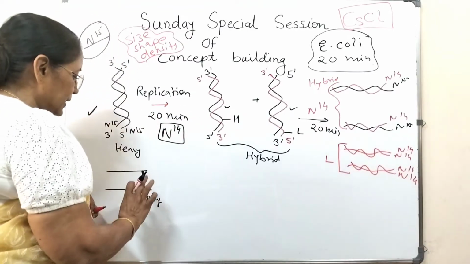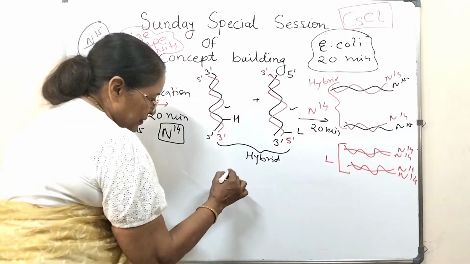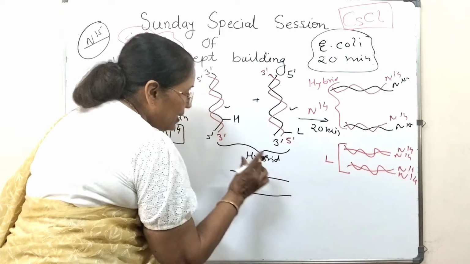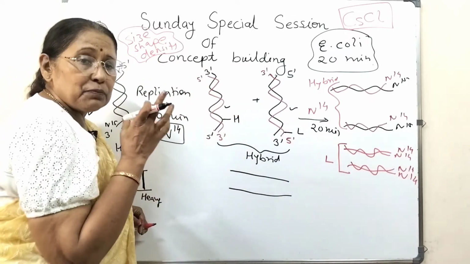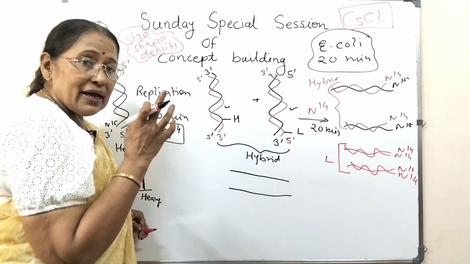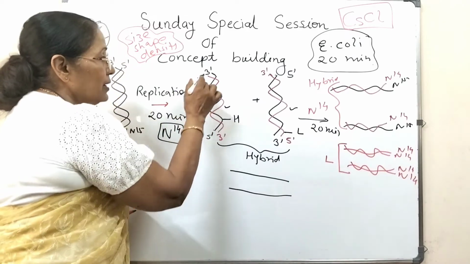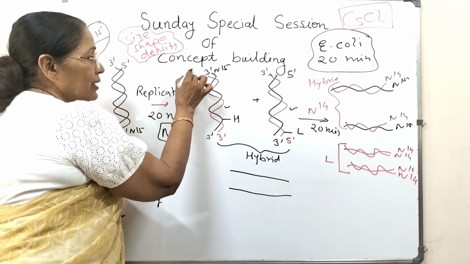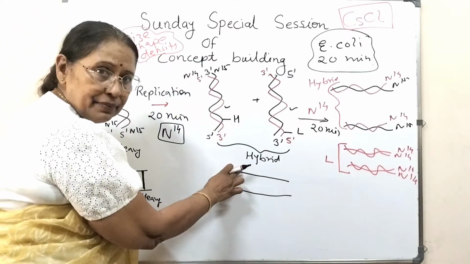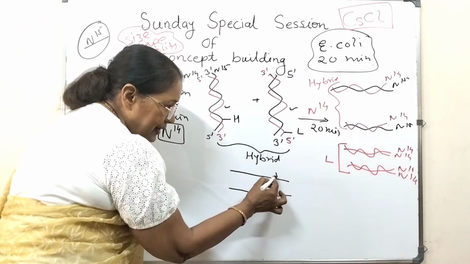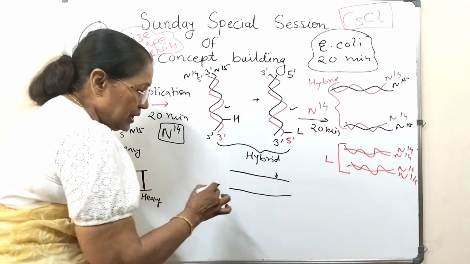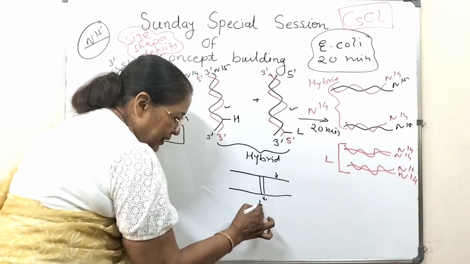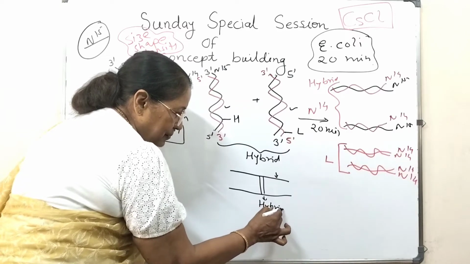Simple experiment. So here it is heavy. Now look at this one. It is not having any DNA molecule which has both heavy strands. One heavy having N15 and one light having N14. So all are hybrid. So you will not find it here in the heavy zone. You will find it in the hybrid zone. So this is the hybrid zone.